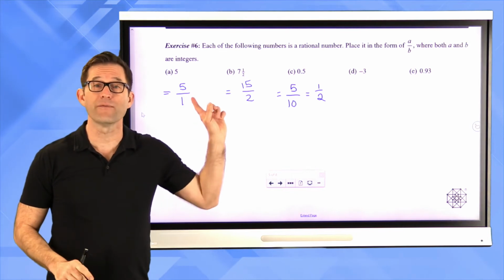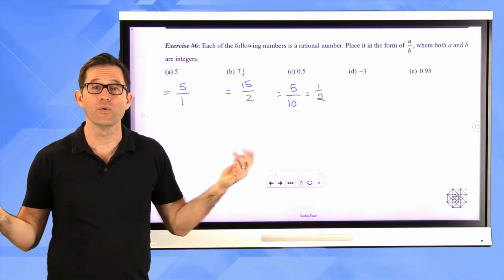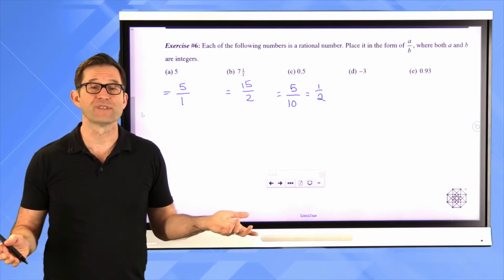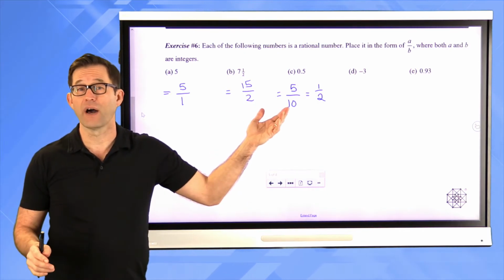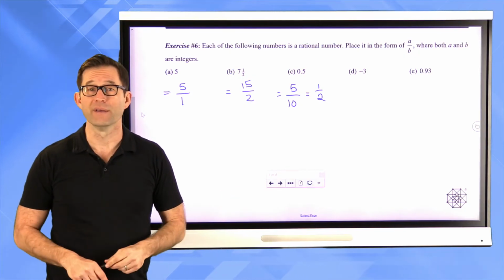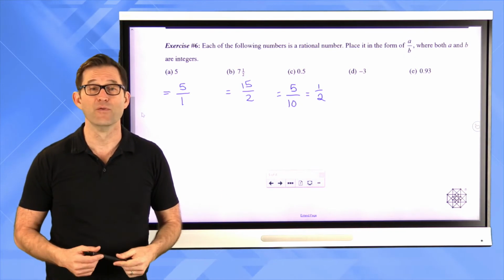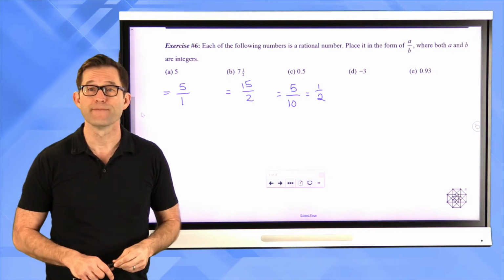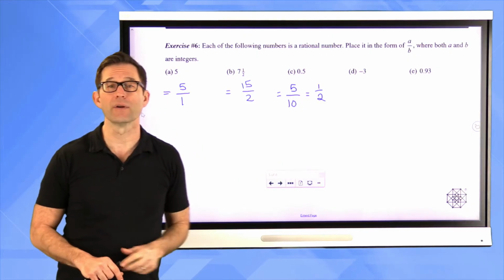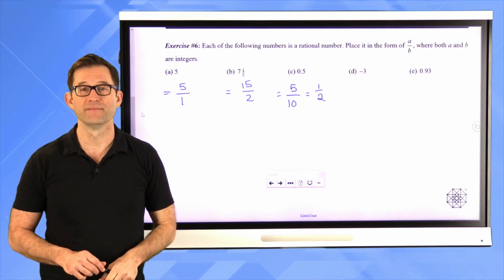We could actually write 5/1 as 10/2. 15/2 we could write as 45/6, all right? And of course, 5/10, if we really wanted to get crazy, we could write that in an infinite number of ways: 10/20ths, 2/4, etc., etc. All right, pause the video now and see if you can write letter D and letter E as rational numbers.